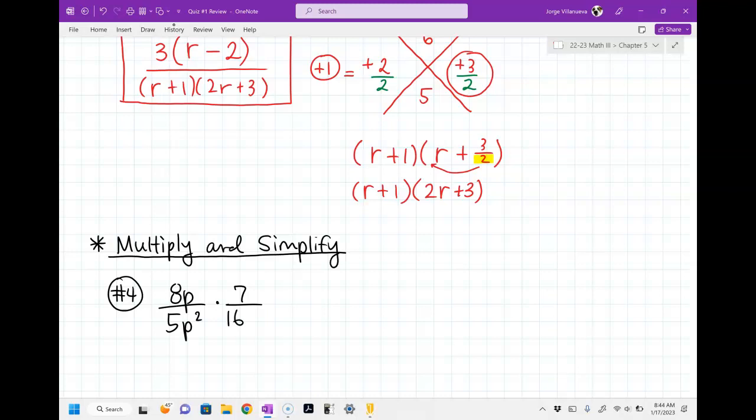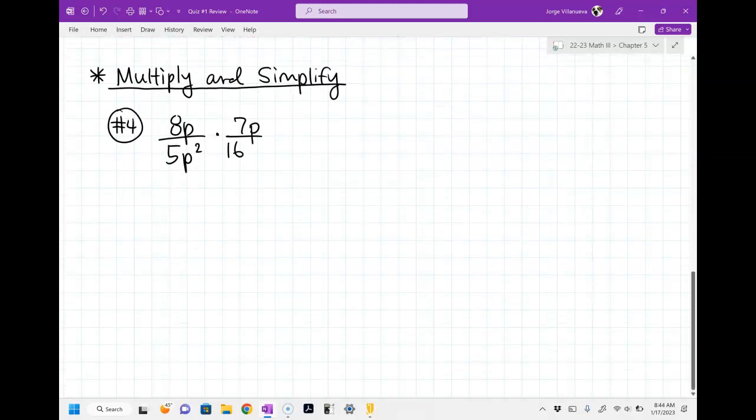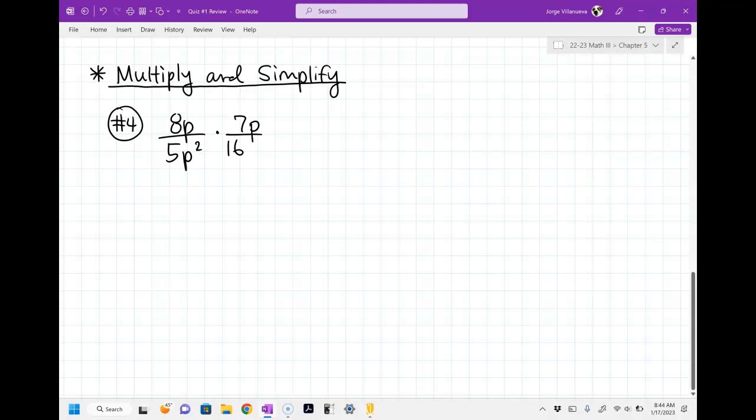Let me see. There we go. And you can do this one of two ways. I showed you guys two different ways in the notes. I told you can just multiply everything straight out, or you can start cross-canceling if you'd like. That's completely up to you, whatever you prefer.